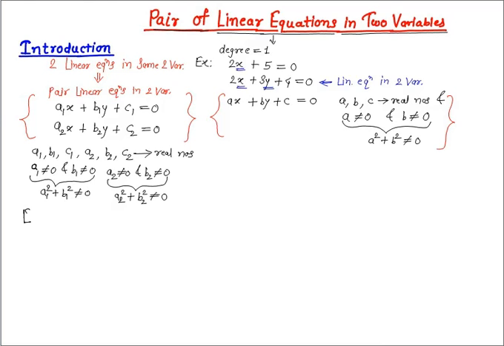Let's take a few examples of pairs of linear equations. 2x + 3y − 7 = 0 and 9x − 2y + 8 = 0. This is one pair of linear equations. Second example, we can have 5x = y and −7x + 2y + 3 = 0.